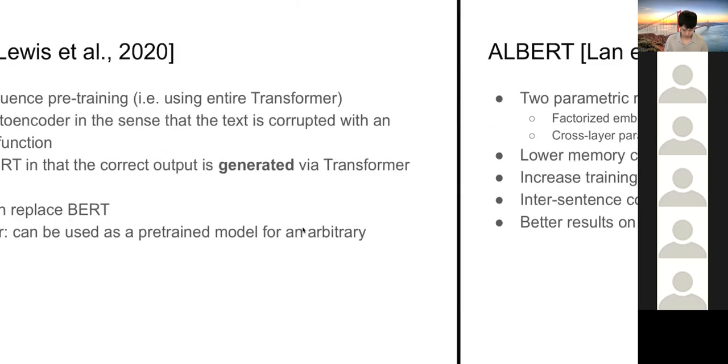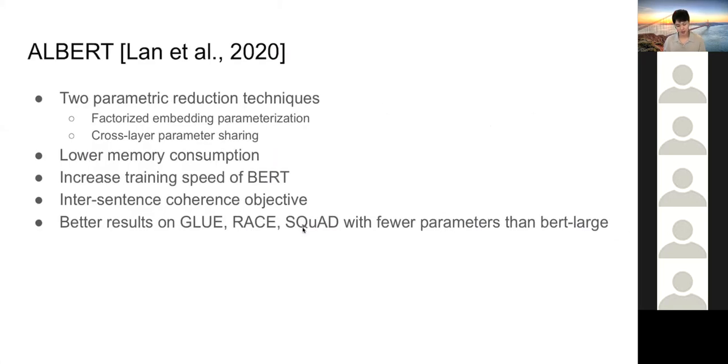So the first paper that we're going to discuss is ALBERT. ALBERT was interested in how we can make BERT more lightweight. And they proposed two parameter reduction techniques. One is factorized embedding parameterization, and number two is cross-layer parameter sharing. So let's talk about cross-layer parameter sharing first.